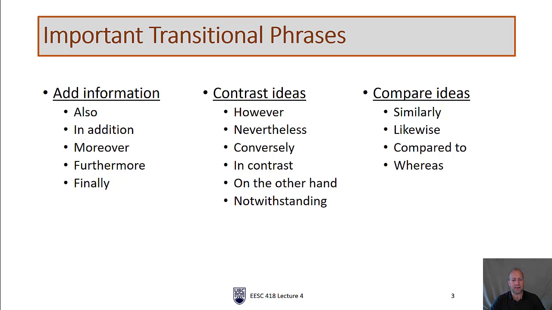Transitional phrases that contrast ideas. So we're showing differences between the second idea compared to the first idea. So however, nevertheless, conversely, in contrast, on the other hand, and notwithstanding. And again, each of these has a very slightly different meaning, although some of them can be used interchangeably. And then sometimes we want to compare ideas. So these are comparable or similar ideas, where we want to show a similarity from one sentence to the next. So similarly, likewise, compared to, and whereas. Although whereas can be more of a contrasting word, actually. But it can be a comparison word.